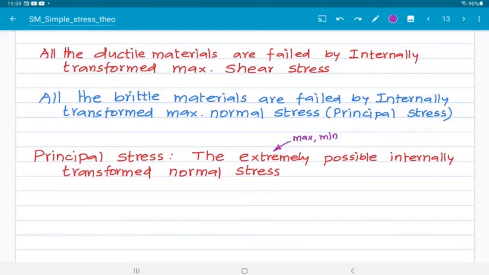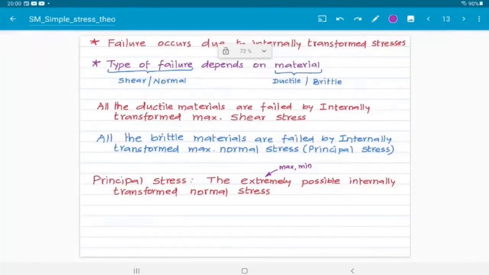Okay. Don't forget, in case of 3D, there are three principal stresses. In case of 2D, two principal stresses; the third principal stress is assumed as 0. In case of 1D, only one principal stress; the other two principal stresses are assumed as 0. Okay, right. So now you can understand, right?